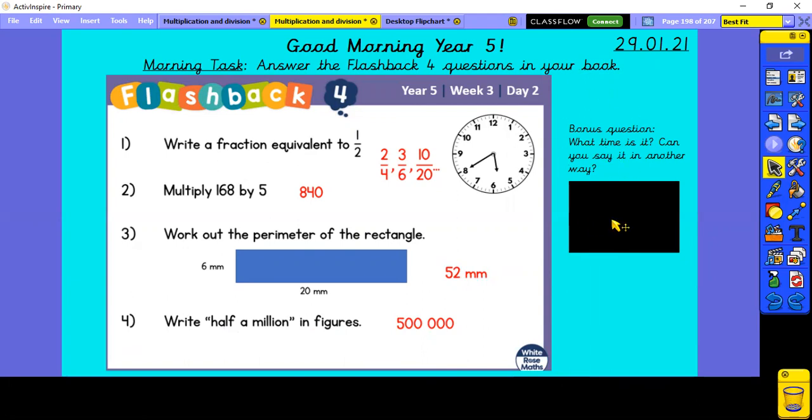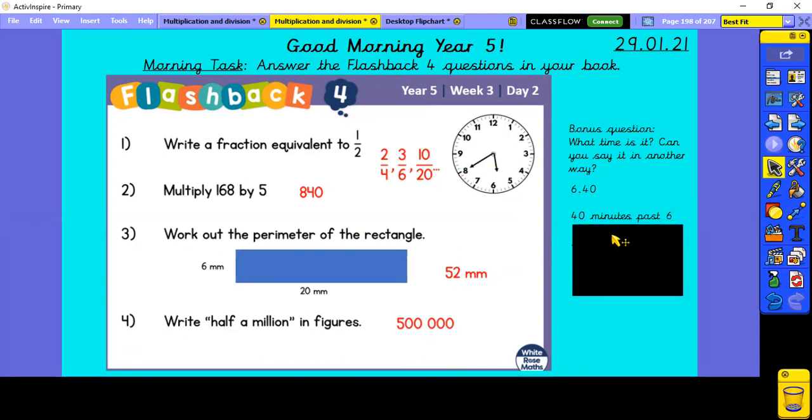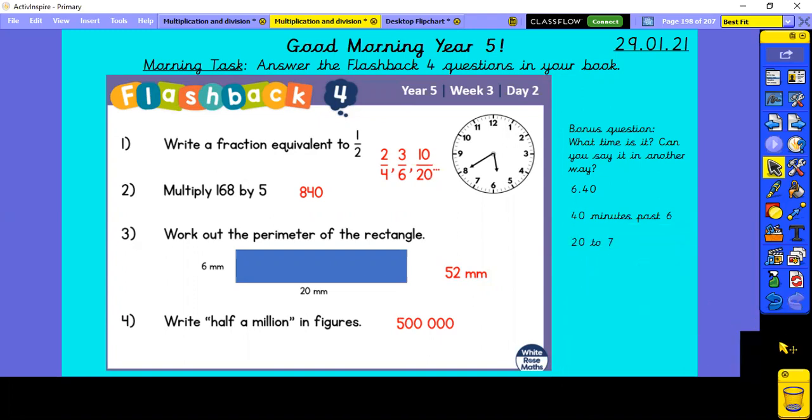Okay, and on to our bonus question. What time is it? Can you say it in another way? So the time is 6:40, our little hand on the 6 and our big hand on the 40. We can say 40 minutes past 6 and 20 to 7. So pause the video and mark your answers in a different coloured pen for me now.